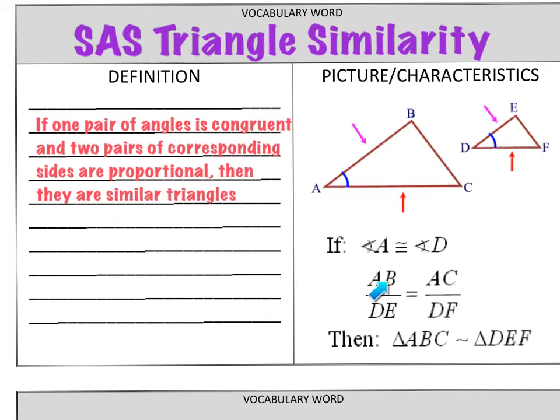If you can show that this fraction equals this fraction, and you have the angle in between those 2 sides, okay, notice how it has to be in between because it's side, angle, side. The angle has to be between. If you can show all this to be true, then you can show that you have similar triangles.